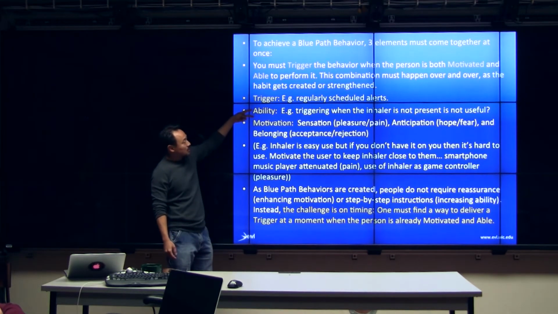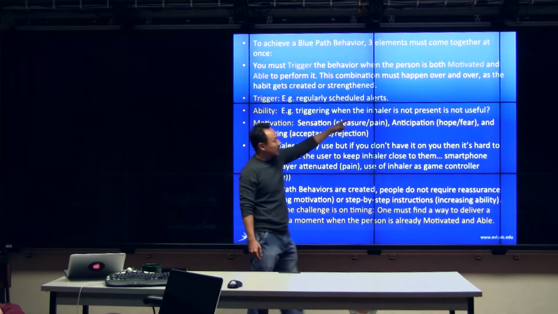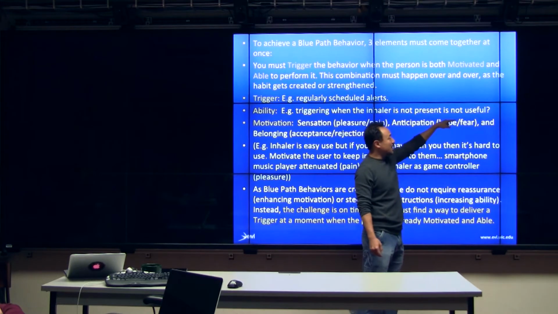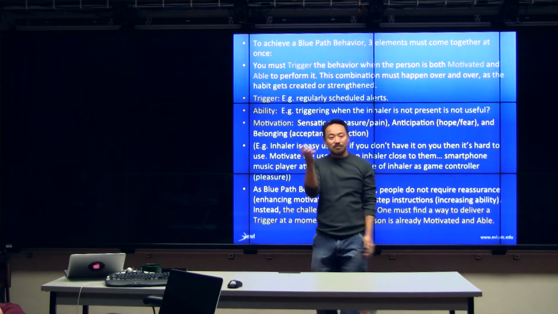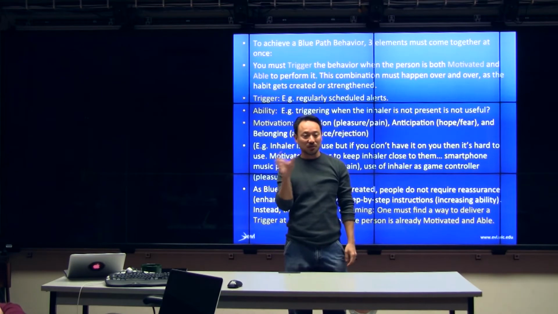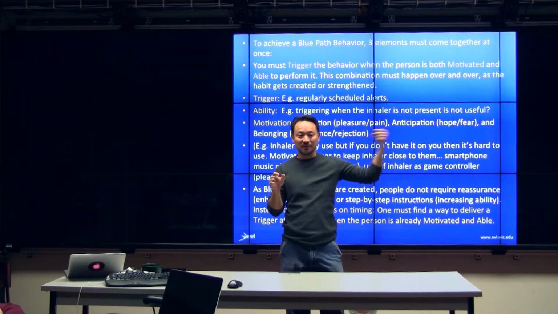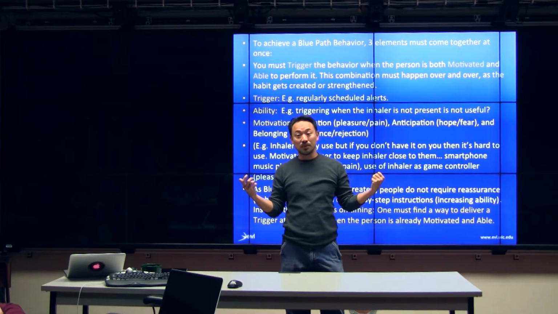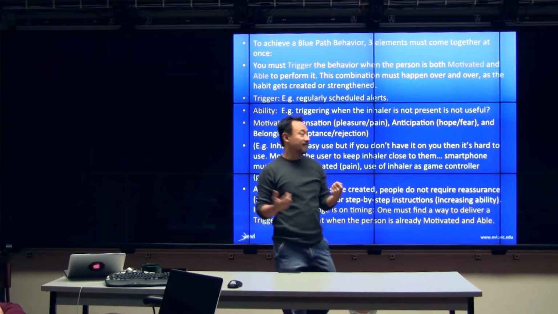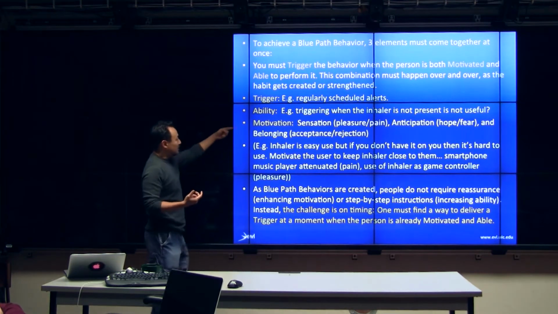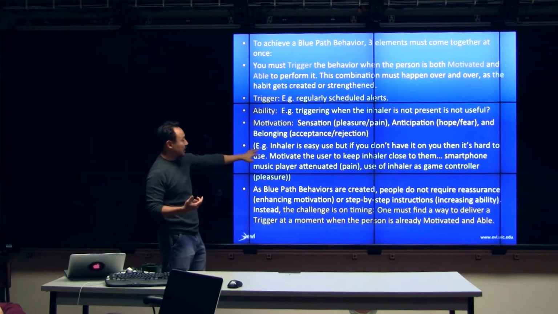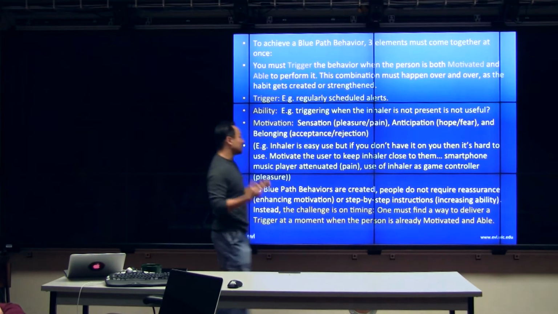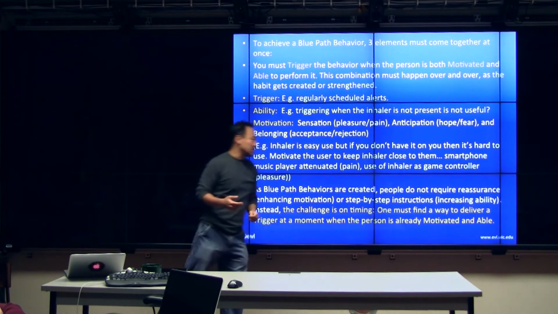Well, ability. If you trigger when the inhaler is not present, that's not particularly useful. Because the problem is kids will remember to keep their smartphones because they love their smartphones. But they're not so inclined to bring their inhalers. So what's the use of triggering it from your smartphone at home or out at school if you don't have the inhaler near you? So what can you do to motivate them to always keep the two together, right? This comes to this point: the inhaler is easy to use, but if you don't have it on you, then it's hard to use. Motivate the user to keep the inhaler close to them.